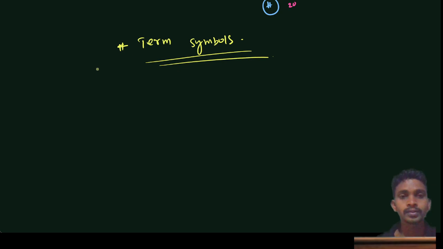I have already discussed that a term is a short way of expressing the electronic states of an atom. The term symbol is the same thing. We are explaining that short way of the electronic state of an atom or ions. Compared to terms and term symbols, everything is the same, except that here LS coupling is there, whereas for terms there is no LS coupling.